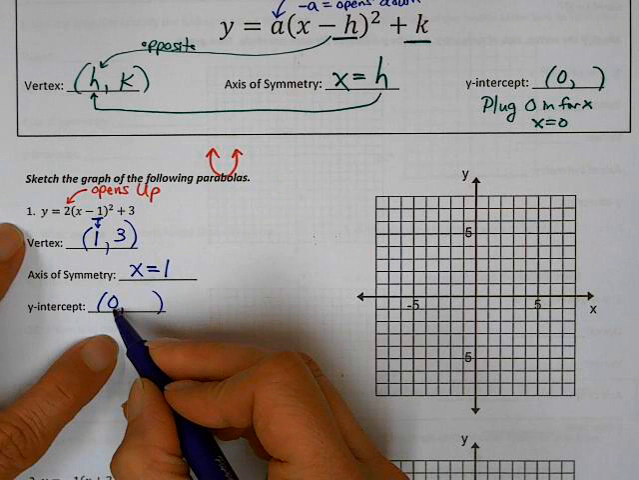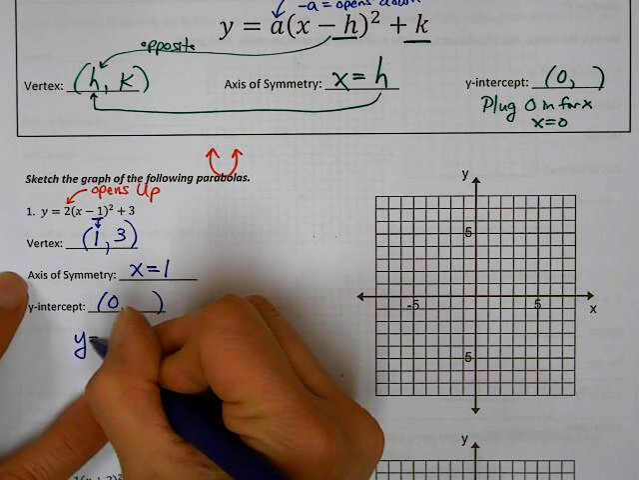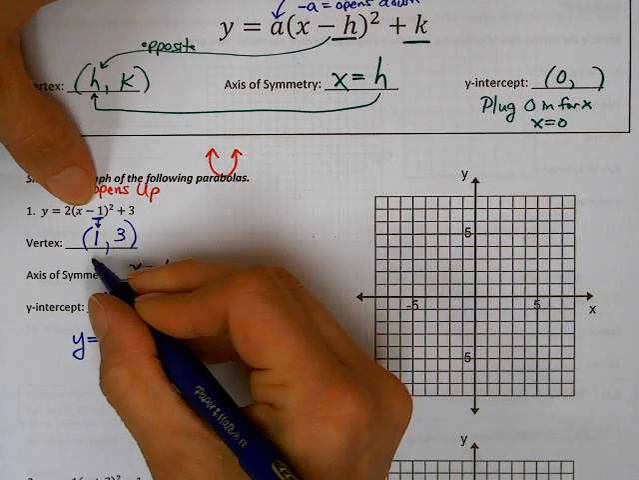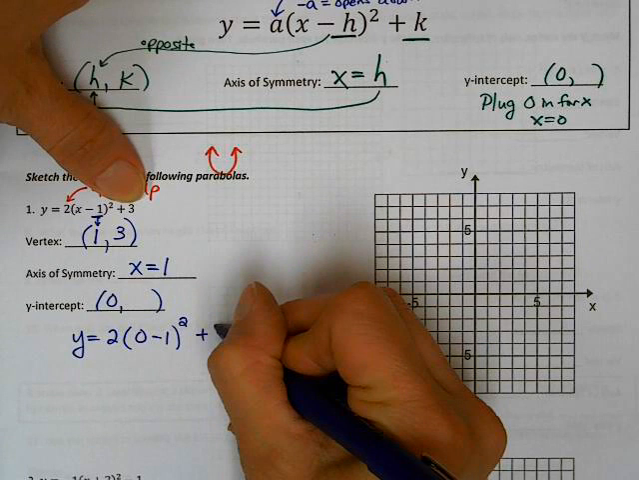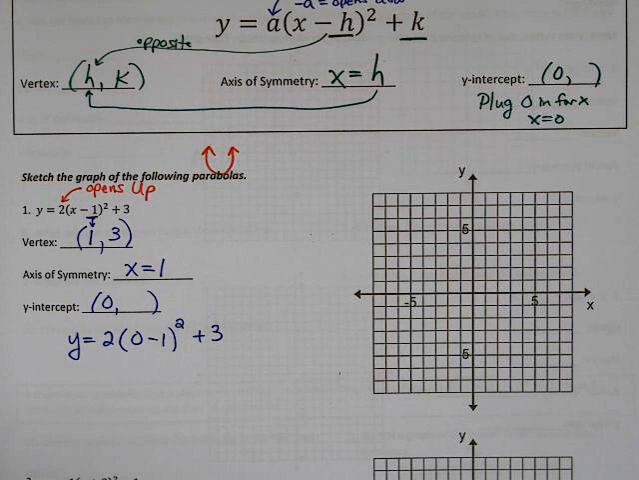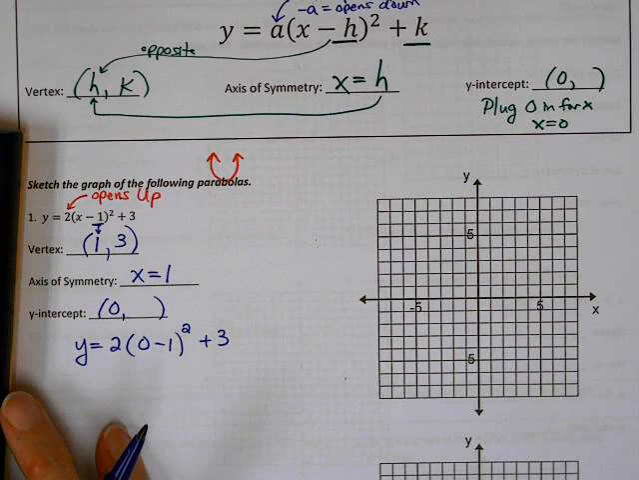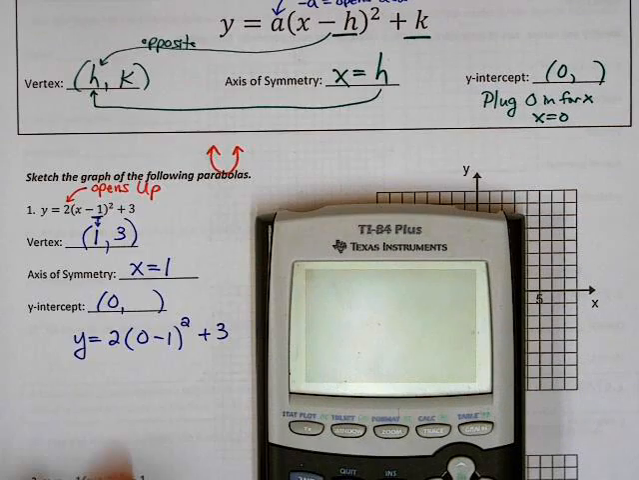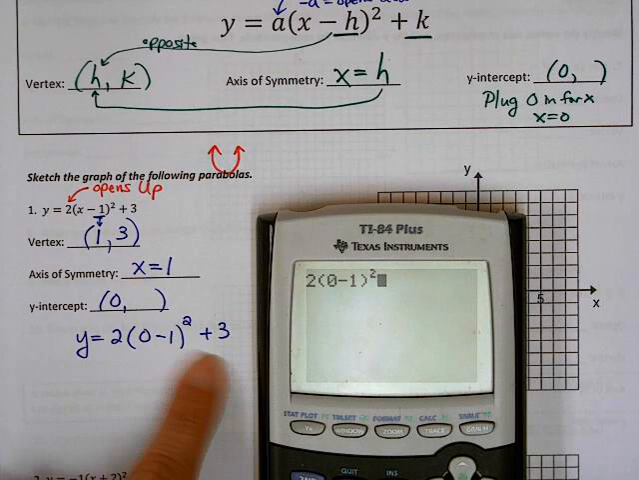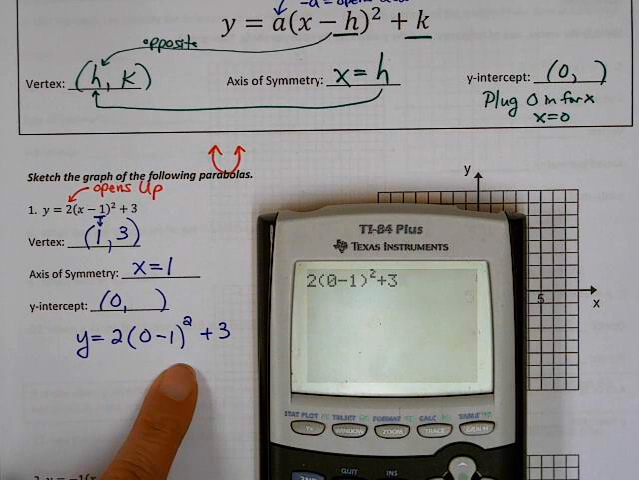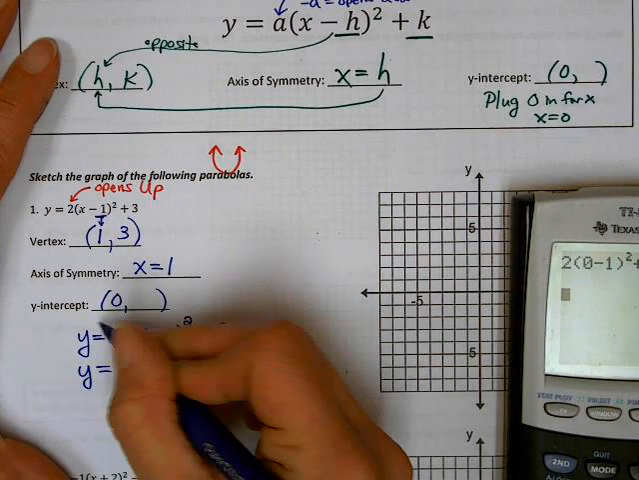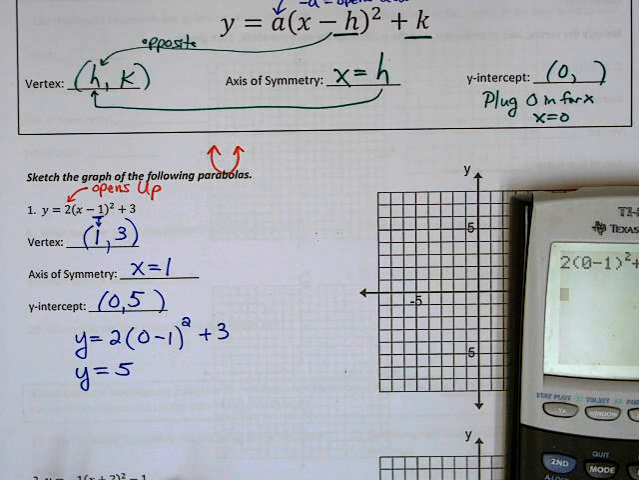I'm going to plug 0 into the x spot. Let's calculate y equals 2, and I said that the x number was going to be 0, -1, quantity squared, +3. So we have to be good at calculating this. Okay, and this all can be done in our calculator, of course. If you want to do everything at once, it's going to look a little bit like this: 2, open parentheses, 0 -1, quantity squared, +3. So when I plug it in, I get 5. y equals 5. So the y-intercept is 0, 5.